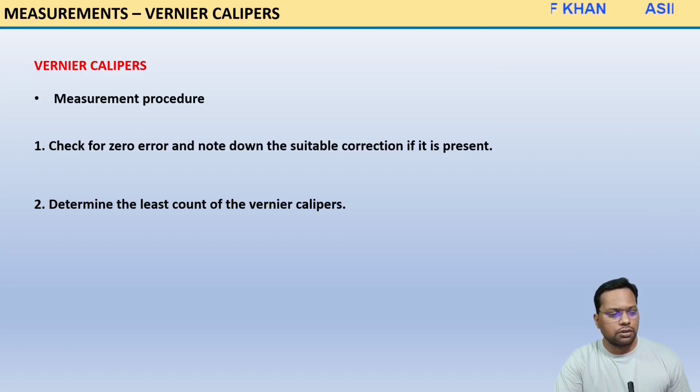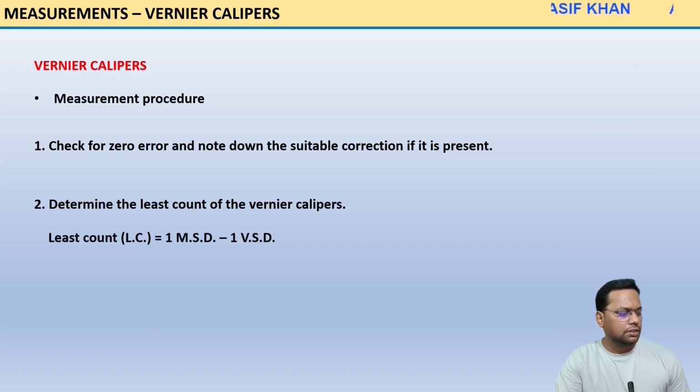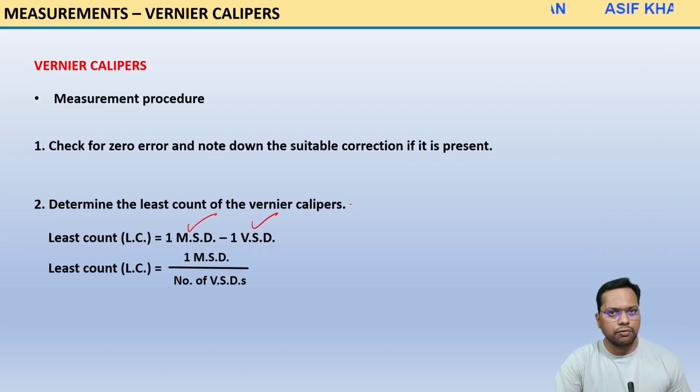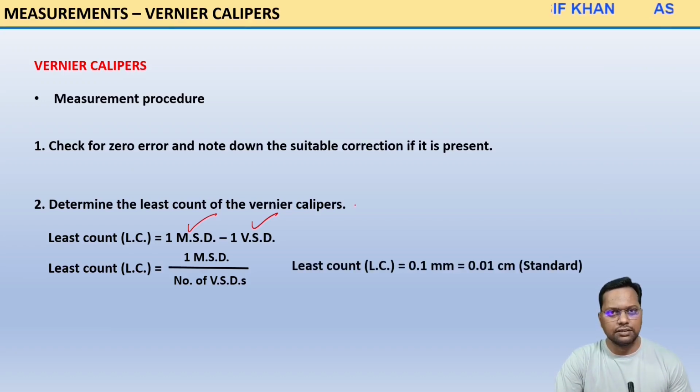Now determine the least count of the given Vernier calipers. You can do that using two formulae. Either use the first one, that is 1 main scale division minus 1 Vernier scale division, for which you need to calculate both the values, 1 main scale division as well as 1 Vernier scale division. Otherwise, we have the simplified formula, that is least count is equal to 1 main scale division divided by the number of Vernier scale divisions. And if the given Vernier calipers is the standard one, just remember that 1 main scale division is 1 mm, and the number of Vernier scale divisions is 10.